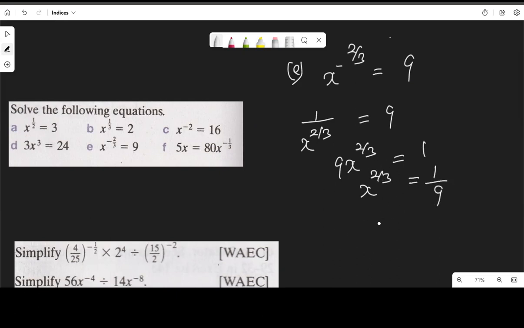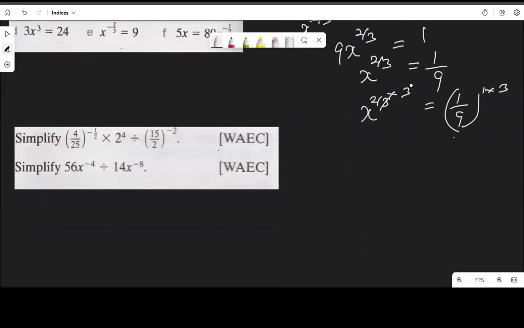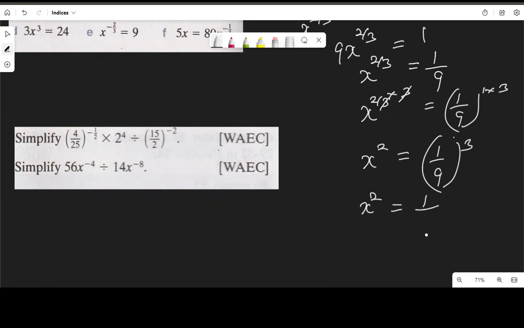Now to clear this 2 over 3 here, let me multiply both sides by 3. So s to the power of 2 over 3 multiplied by 3 equal to 1 over 9 multiplied by 3. So this will cancel this. s squared equal to 1 over 9 to the power of 3. s squared is equal to 1 to the power of 3 is 1. 9 to the power of 3 is 729.